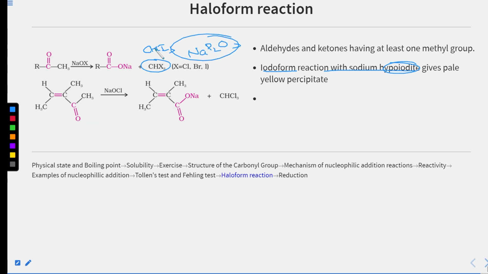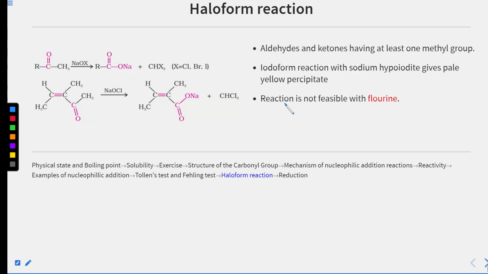So if you treat both of them, you will get NaOX, which will react with this compound to give your carboxylate ion. Now it is also an oxidation reaction. You can see that this has been oxidized to this because we have added one oxygen. Now if we use iodine, you get iodoform, which is CHI3, a pale yellow precipitate. Next, the reaction is not feasible with fluorine. This should be noticed, that if we use fluorine in place of X, you will not see the reaction.